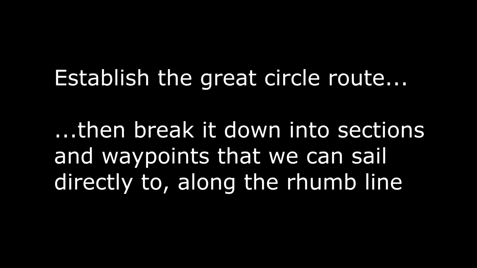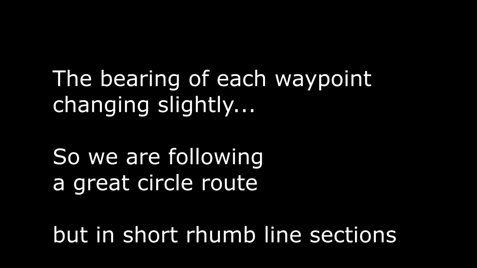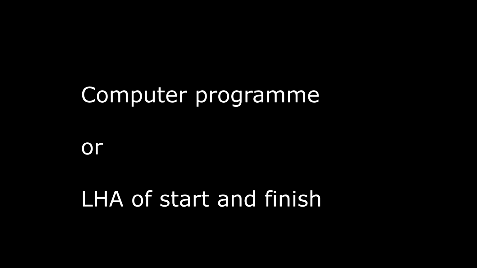Now, to sail a great circle route would mean having to change course very slightly the whole time, which is not practical. So we map out the great circle route and then break it down into smaller waypoints that we can sail directly to along the rhumb line, the bearing of each waypoint changing slightly, so we're following a great circle route, but in a series of shorter straight lines. This is referred to as composite sailing. We have programs that can work this out for us, or we can refer to astronavigation and the local hour angles of the start and destination points and work it out ourselves.